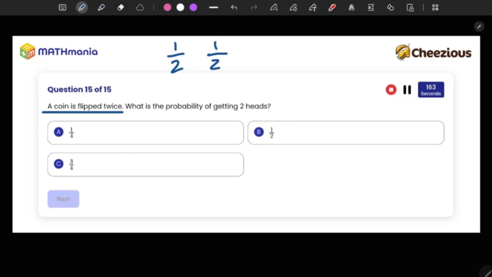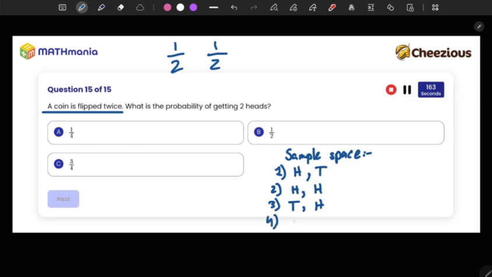So first of all, we're going to write the number of outcomes we could have. First of all, this is called a sample space. Let's define that. The first scenario is that we could have a heads in the first and a tails in the second row. Second scenario is we could have a heads and another heads. The third scenario is that we could have a tails and a heads, and the fourth scenario would be that we get a tails and a tails.